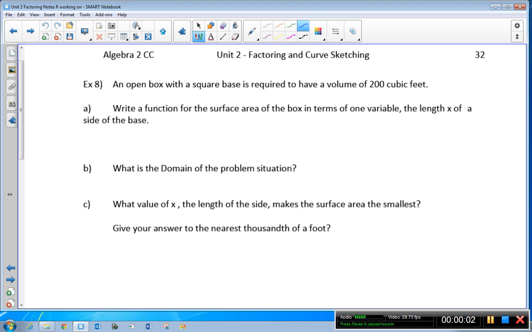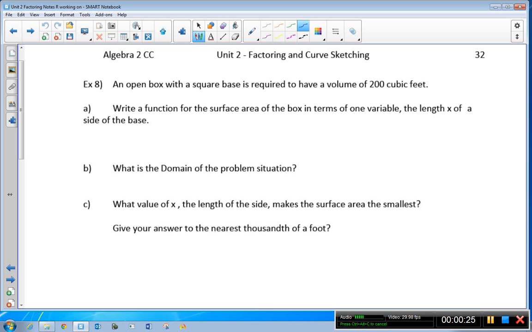Alright, so in this video I'm going to go through two more of the modeling box problems, surface area, finding the mins and maxes, that I did not go over during class. So I'm on page 32. I thought it was page 31, but I guess it's 32, number 8 and number 9.